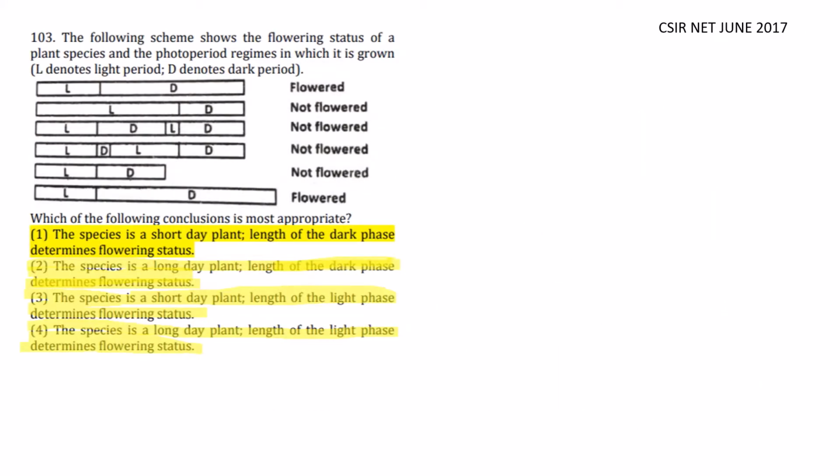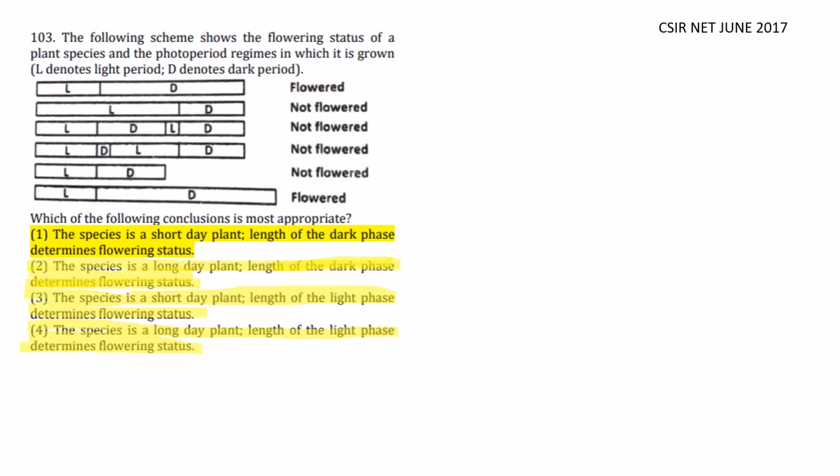This question is also from CSIR NET June 2017. The question is: the following scheme shows the flowering status of a plant species and the photoperiod regimes in which it is grown. L denotes light period, D denotes dark period. Which of the following conclusions is most appropriate?